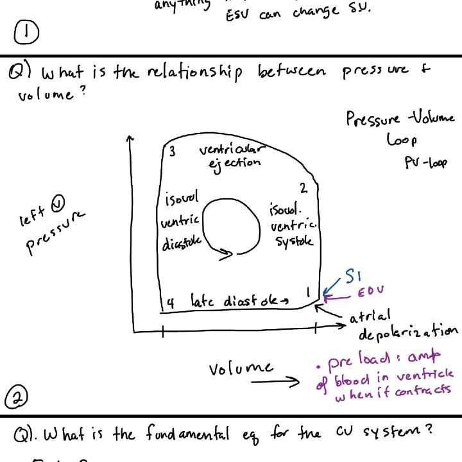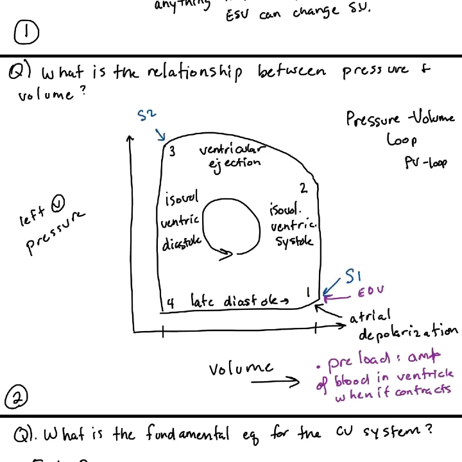Okay, now once this door closes, we had a name for that. What was that? What happens when the aortic semilunar valve closes? Yeah, we call that S2. So everything you need to see about the cardiac cycle can be contained here.